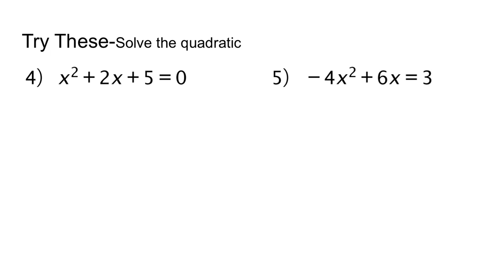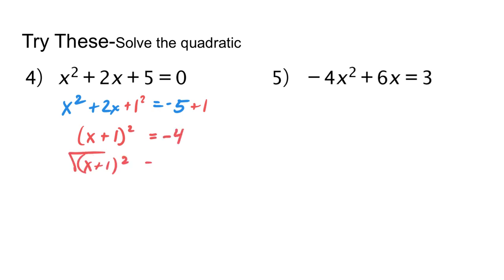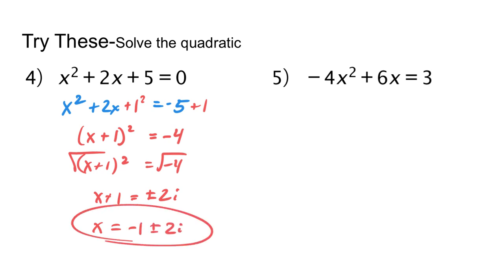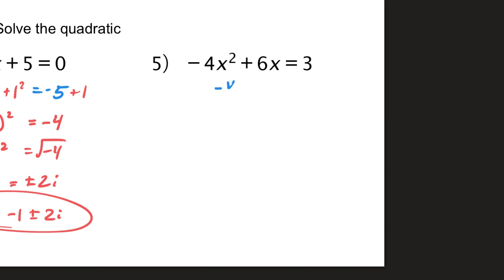Okay, for this first problem, again, I'm going to move that 5 over to the other side. And then I'm going to complete the square. That'll be adding 1 to both sides. That'll turn this left side into x plus 1 squared equals negative 4. I'll take the square root of both sides. I'll get x plus 1 equals plus or minus 2i, and I'll come up with my final answer, negative 1 plus or minus 2i.